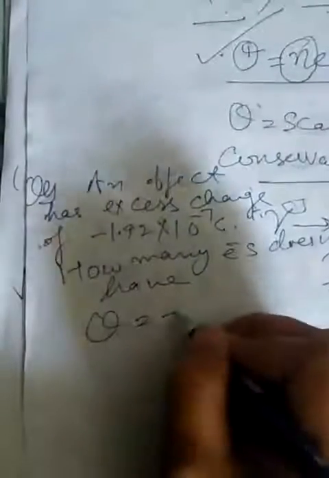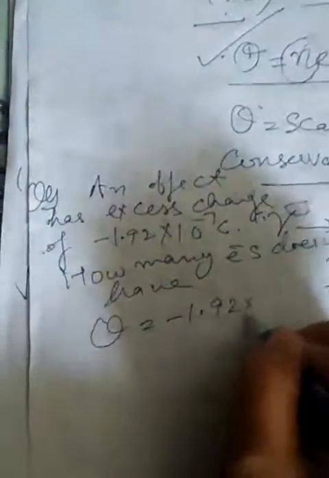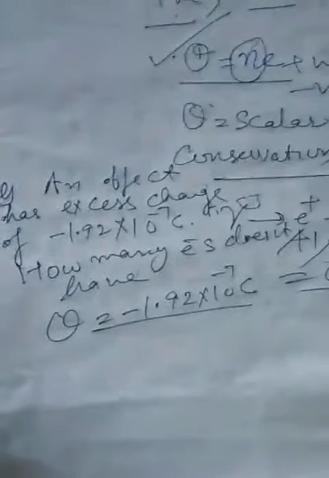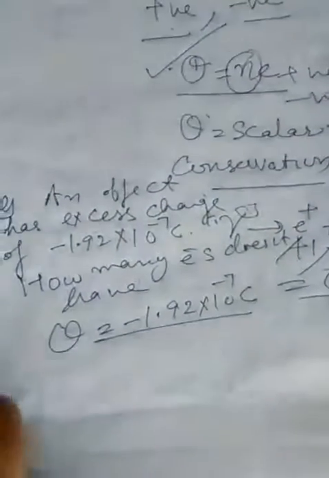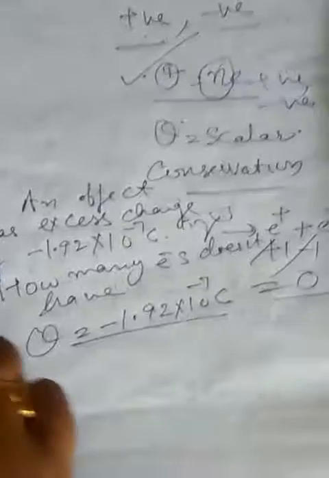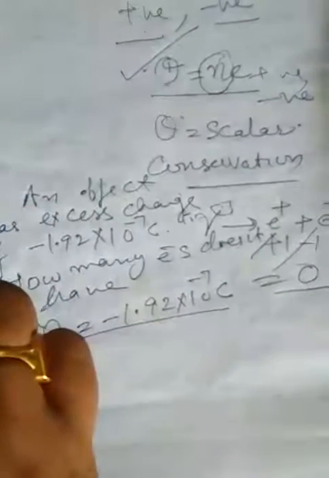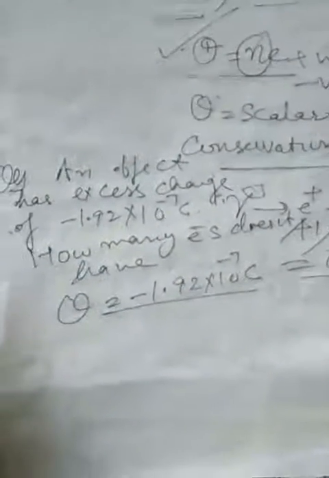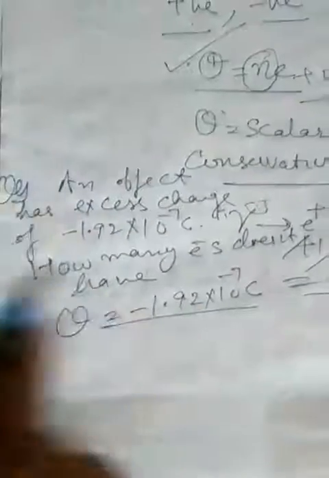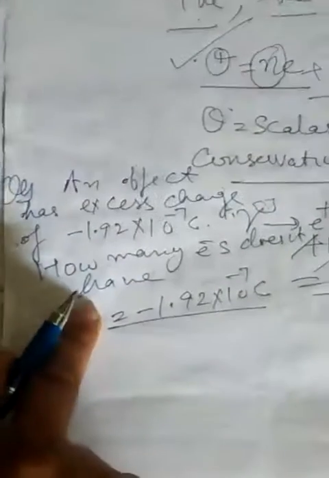Now since we are given the total charge Q equal to minus 1.92 into 10 raised to minus 7 coulomb, what does it mean? It means that the total charge is a negative charge. Negative charge means an excess of electrons has been added to it. Because negative means excess, positive means deficiency. We have seen it previously. So the total charge is given and we have to find the number of electrons.